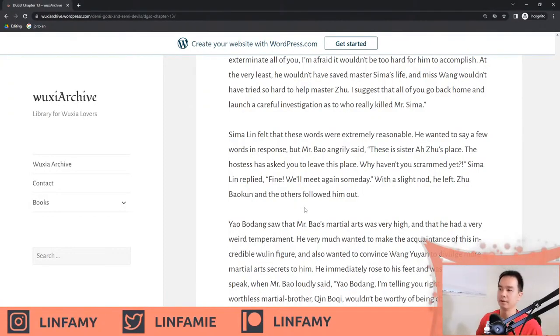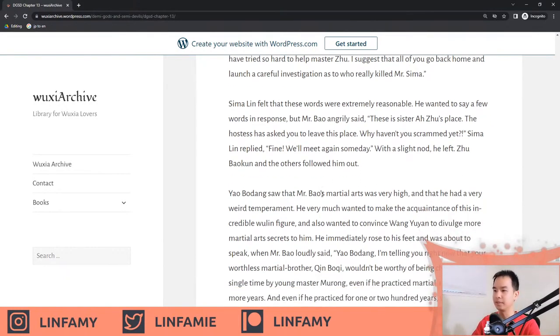And we're back. Alright, so Sima Lin leaves with his Chinchang sect. Then we meet this Mr. Bao guy, who seems to be very strong. Then the other group is still here, the Yao Bodang group. Yao Bodang saw that Mr. Bao's martial arts was very high, and that he had a very weird temperament. He very much wanted to make the acquaintance of this incredible Wulin figure, and also wanted to convince Wang Yuyan to divulge more martial arts secrets to him.